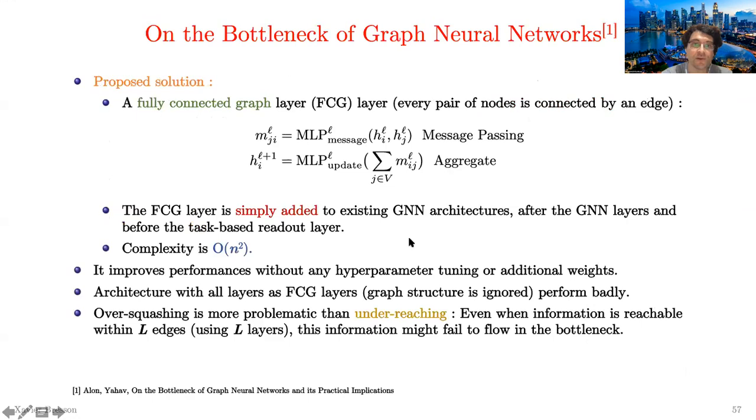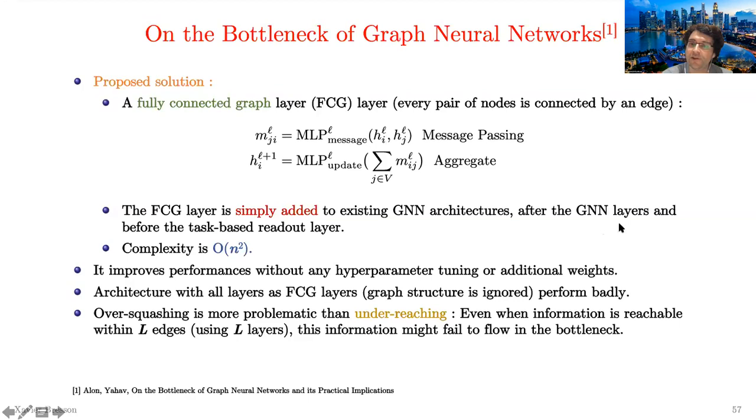So the solution proposed is basically, okay, what we need to do is to have this long-term interaction. So to do that, its authors, Alon and Yahav, propose to add one layer, which is going to be a fully connected layer after the GNN layers, okay?